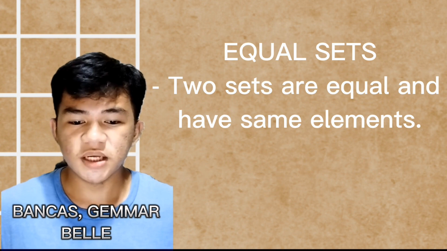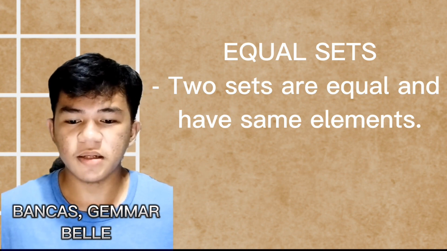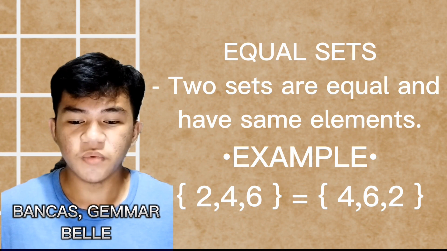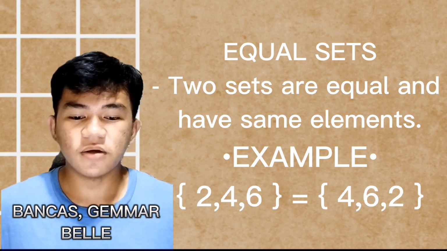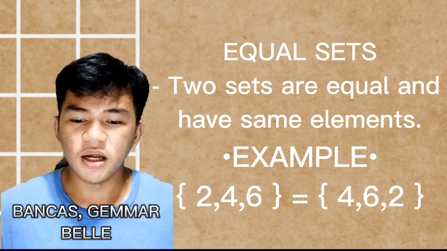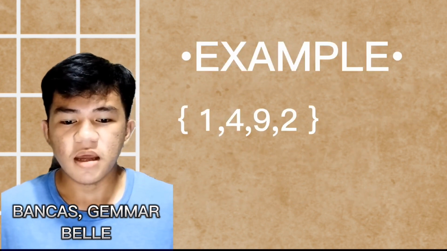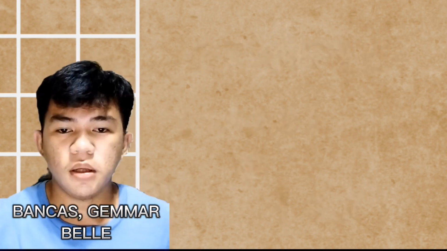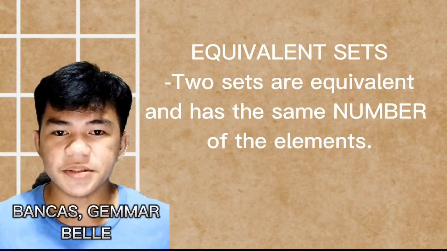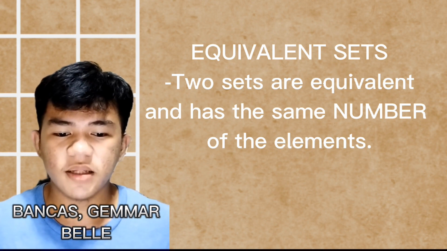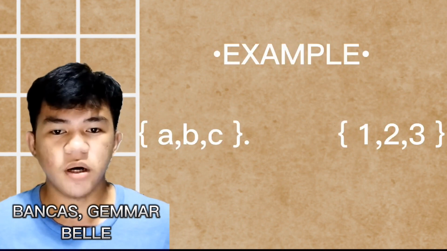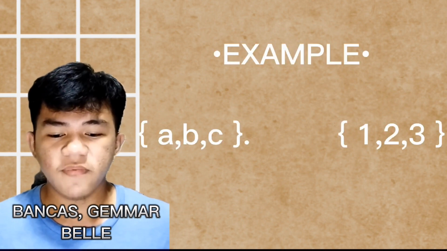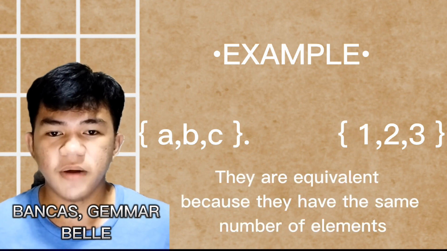The next one is equal sets, which means two sets are equal if they have the same elements. For example, this one: they are equal because they contain the same elements. Another example is this set and this one: they are not equal because they don't contain the same elements. Next is equivalent sets, which means two sets are equivalent if they have the same number of elements. The example of this is this one. They are equivalent because they have the same number of elements.